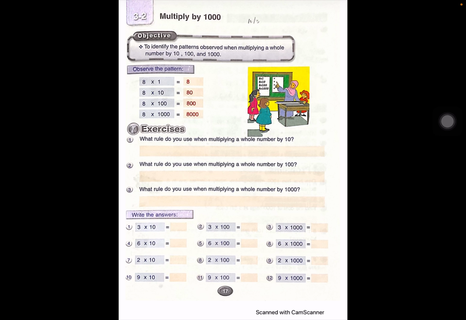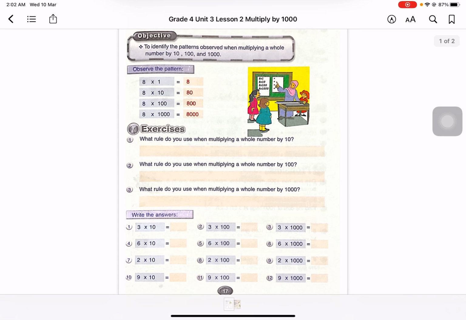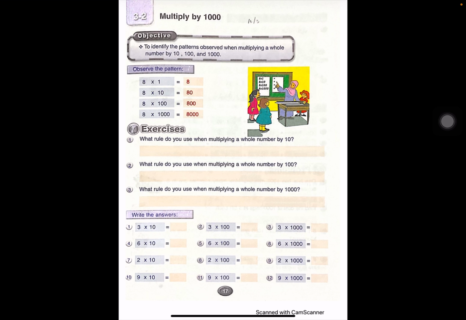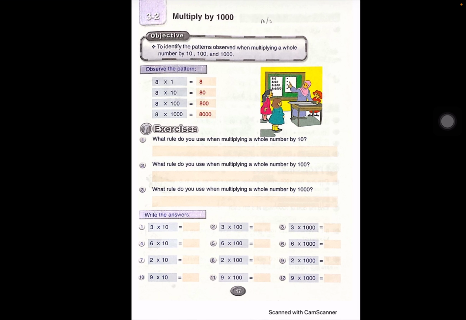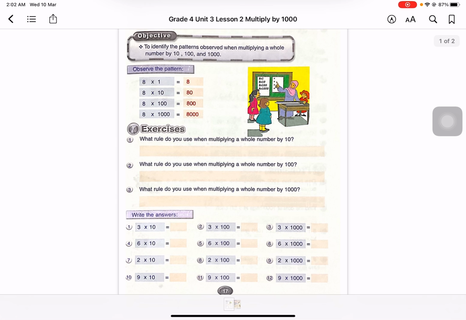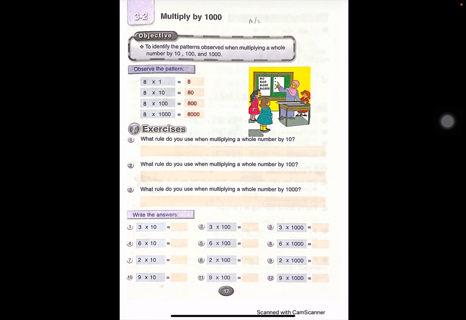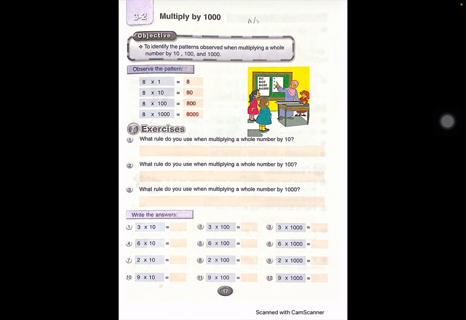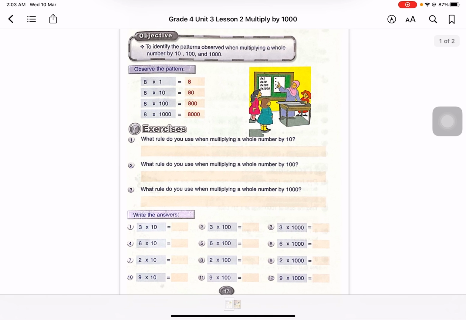For example, they started 8 by 1, the answer is 8. 8 by 10, how can I multiply this? You should go to the basic fact. My basic fact is 8 by 1. 8 by 1, the answer is 8. Then you drop the 0. 8 by 100, what is the basic fact? 8 by 1, it's 8. Then you drop 2 zeros. 8 by 1000, it's 8 by 1, then you drop 3 zeros.